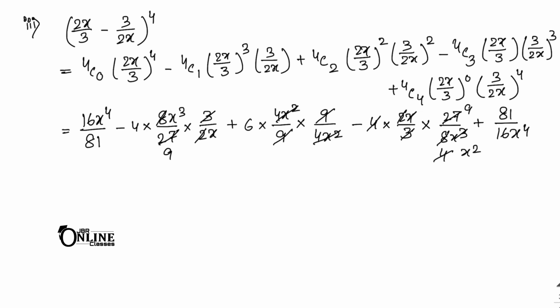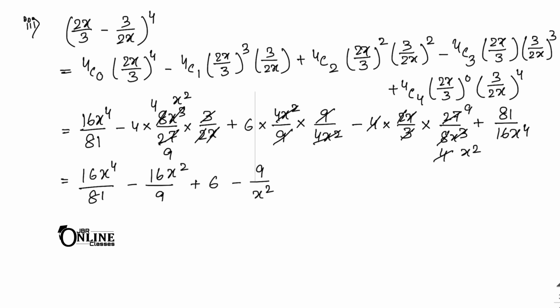Now 2 cancels out with 4, 8, it becomes 4. So here 16x to the power 4 by 81, the first one. The next one is 16, this cancels out this one, x square, so 16x square by 9, the second one, then positive 6, then minus 9 by x square. Clear? And the last one here 81 by 16x to the power 4 as your answer.